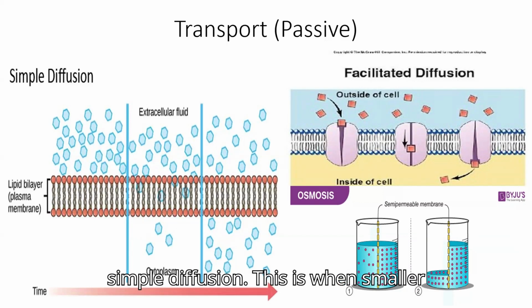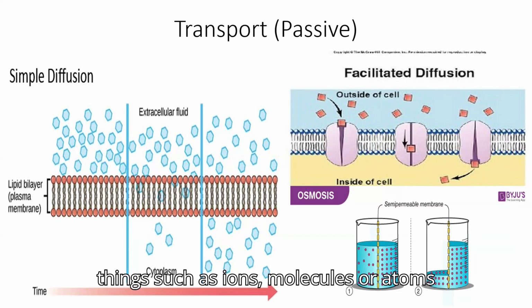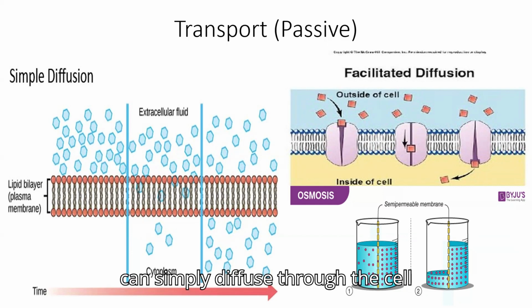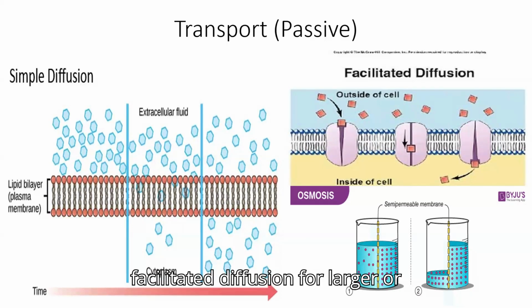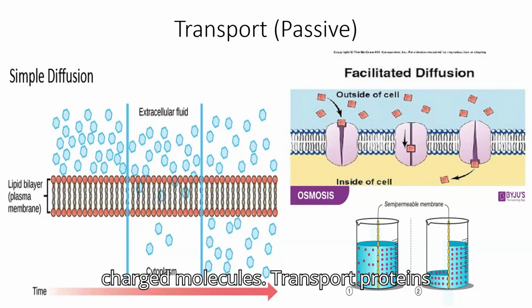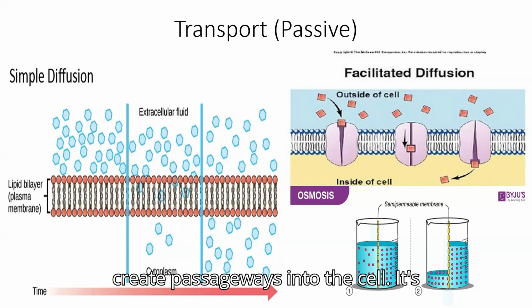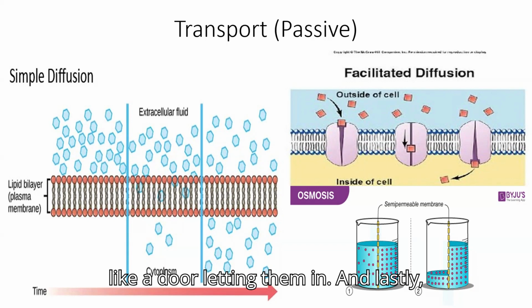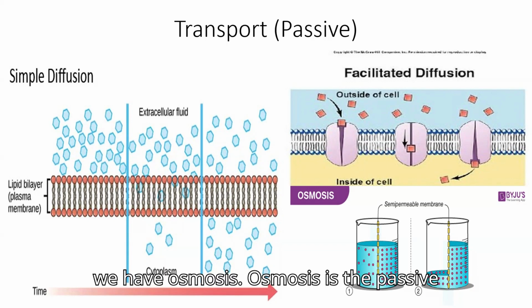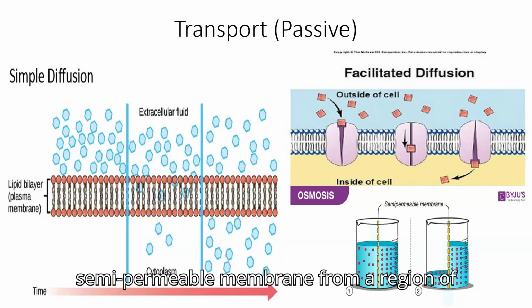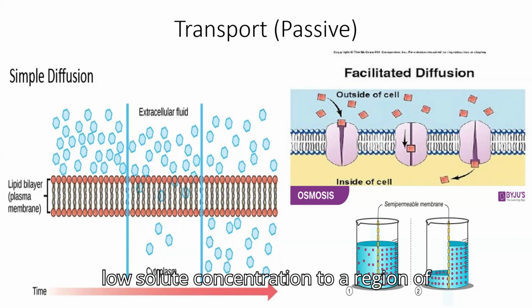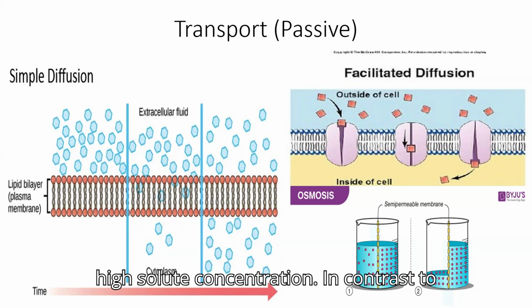The first is simple diffusion. This is when smaller things such as ions, molecules, or atoms can simply diffuse through the cell membrane into the cell without the assistance of proteins. There's also facilitated diffusion. For larger or charged molecules, transport proteins create passageways into the cell. It's like a door letting them in. And lastly, we have osmosis. Osmosis is the passive movement of water molecules across the semi-permeable membrane, from a region of low solute concentration to a region of high solute concentration.